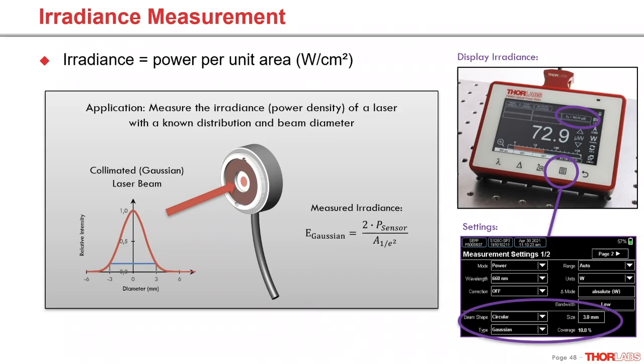Another application is to measure the irradiance or the power density of a laser beam. Hereby, the beam must be smaller than the active area, and the beam diameter of the mostly Gaussian beam must be known. Again, enter the beam shape, circular, type, Gaussian, and the diameter, for example 3 millimeters, and the irradiance value will be calculated and displayed. Note here that the peak irradiance of a Gaussian beam has a factor of 2 compared to a homogeneous flat top beam, because in the middle of the beam it has a much higher irradiance than over the full area.